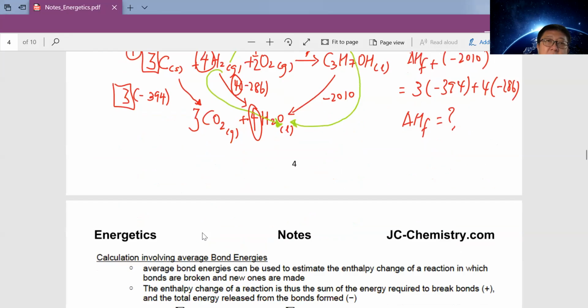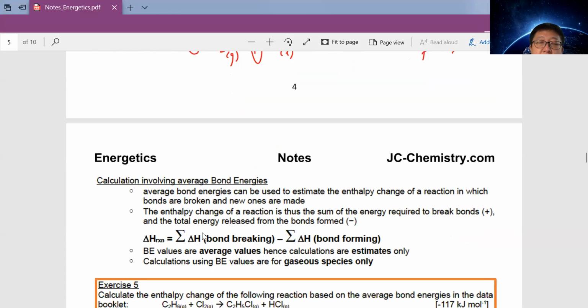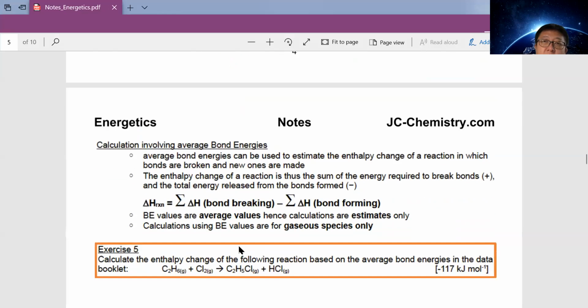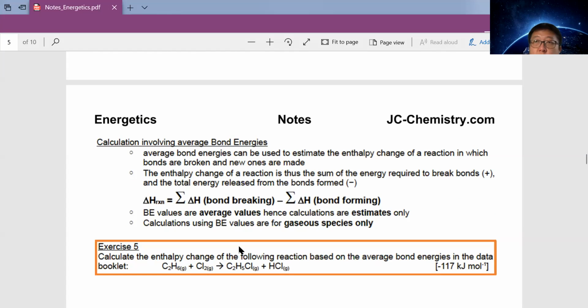Next question. Enthalpy change of reaction involving bond calculation, involving bond energy. This formula is very important. I know some teachers teach students to invert the sign and then insert it inside the enthalpy change of reaction. I don't do that. I follow this one, for both my O-level students and my A-level students. Let the negative sign take care of it. So bond breaking energy minus bond forming energy will give you the enthalpy change of reaction.